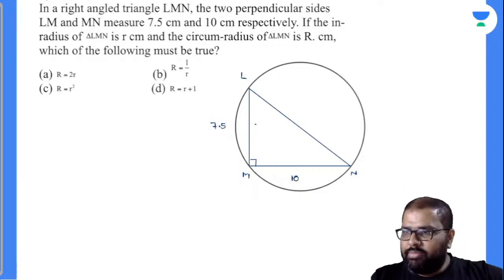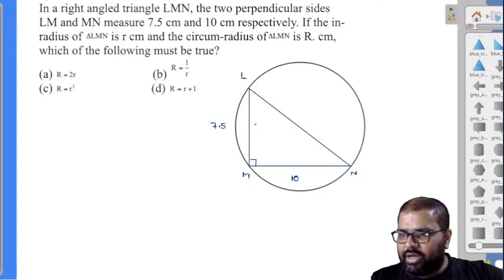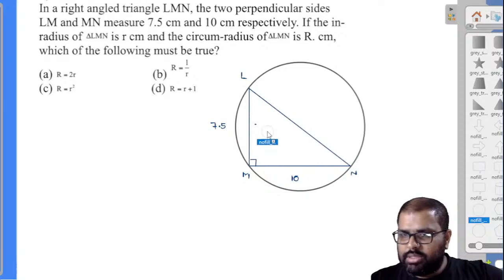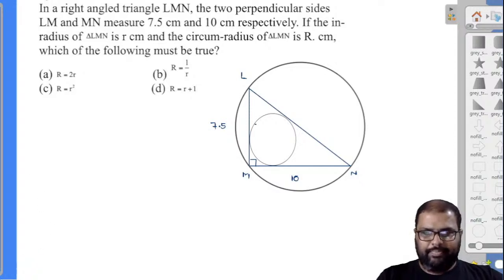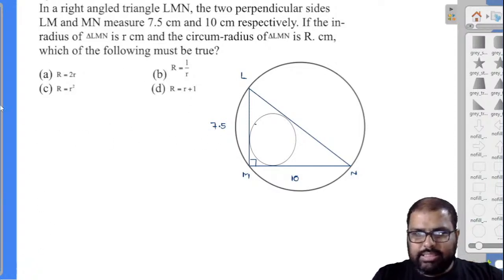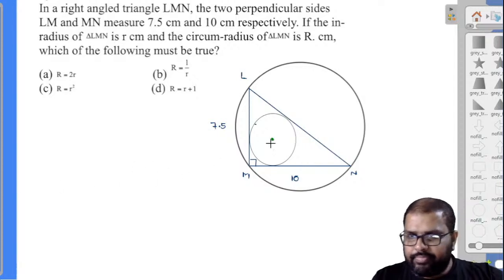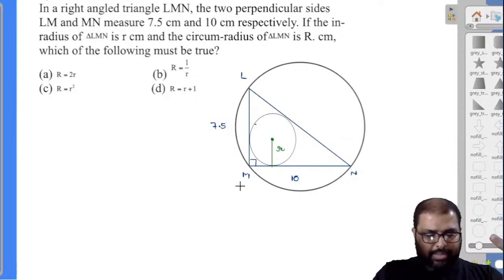I have to take one more circle, the incircle also. Until I do this I cannot proceed. Draw a circle like this. This is the incircle. Now closely observe. This is nothing but your inradius, small r. Let's calculate this. What is capital R?